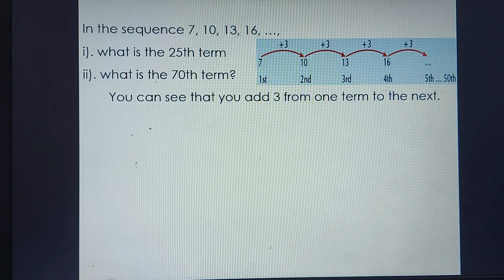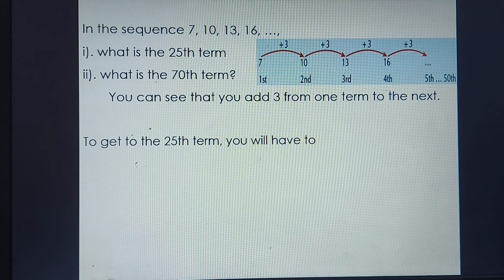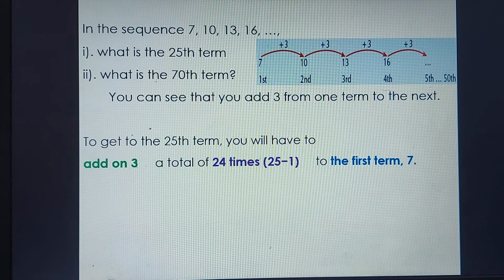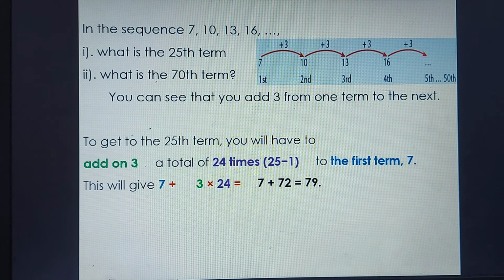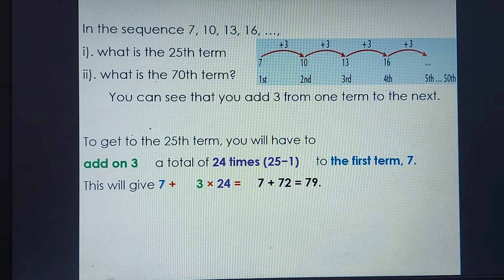But we are required to find the 25th term. Now, to find the 25th term, remember that when you're looking for the 25th term, you need to subtract 1, which will give you 24. So you need to add on 3, a total number of 24 times to the first term, 7. So what that simply means is that you do 3 times 24, 72. Then you add to the first term, which is 7. 72 plus 7, that will give you 79.